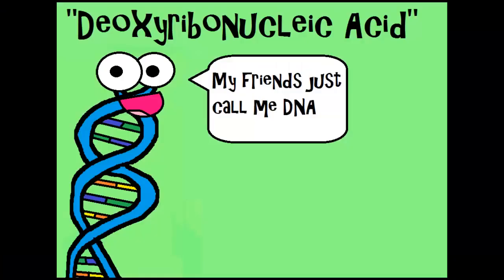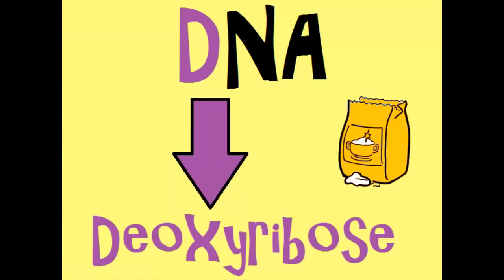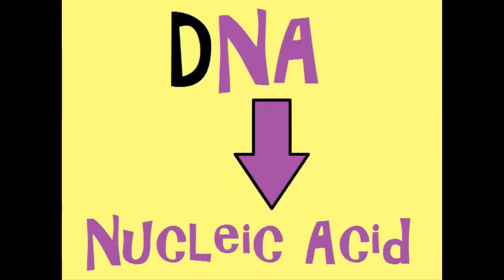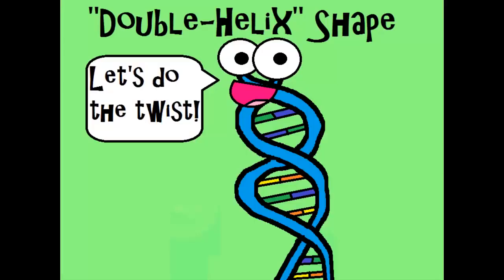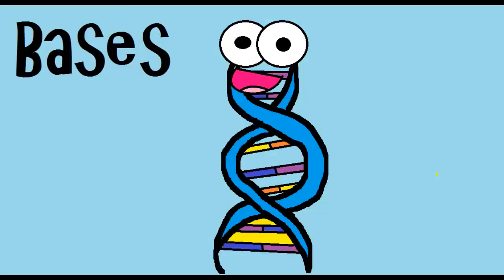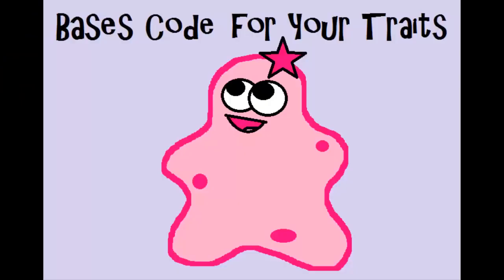So DNA stands for deoxyribose nucleic acid. The deoxyribose is a sugar, and nucleic acid is the type of biomolecule that it is. DNA is also double-stranded. That means it has two strands, and it's in a double helix shape, also known as a twisted ladder. We also have mentioned the bases in DNA. Remember, the bases are really important because they actually code for the traits.